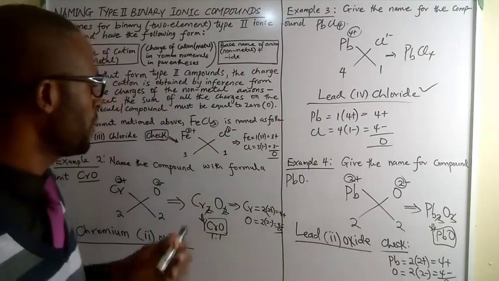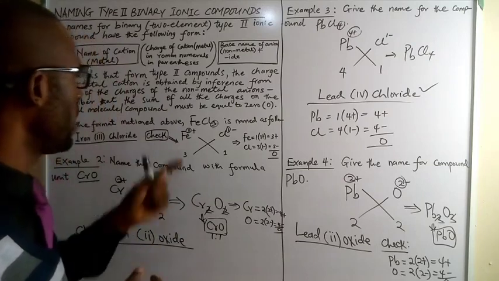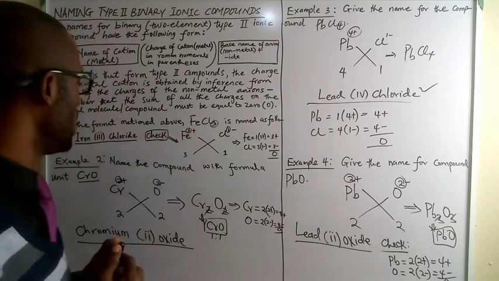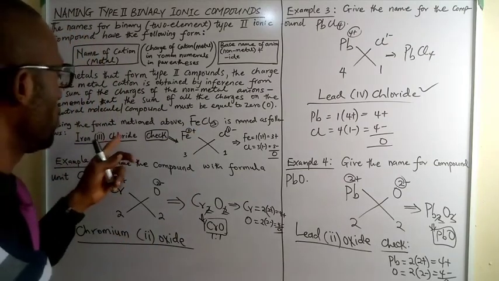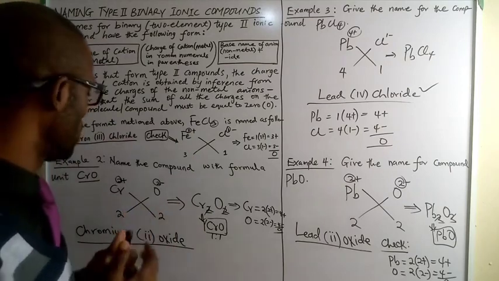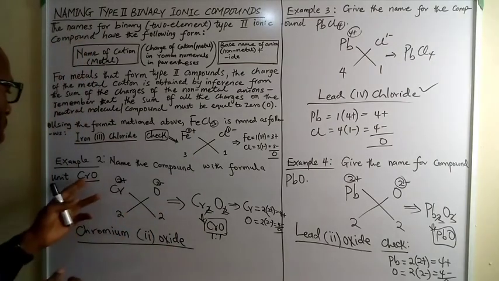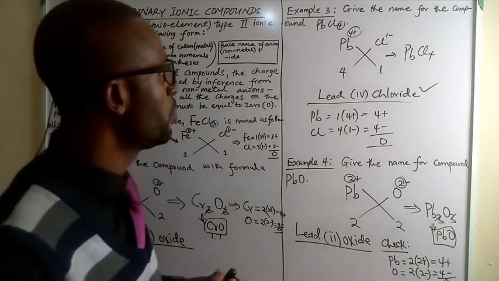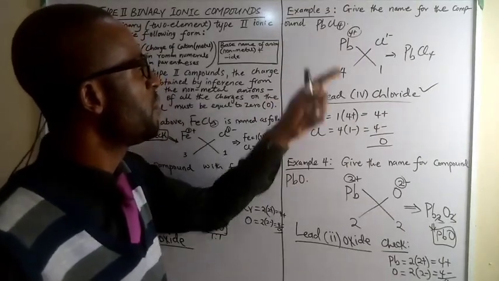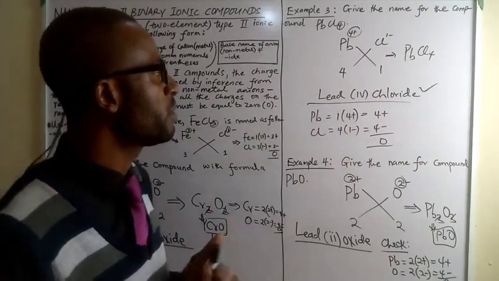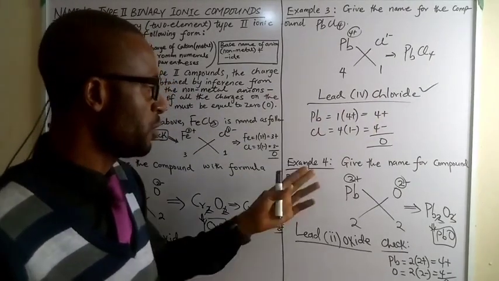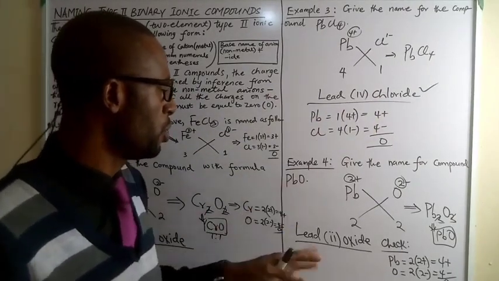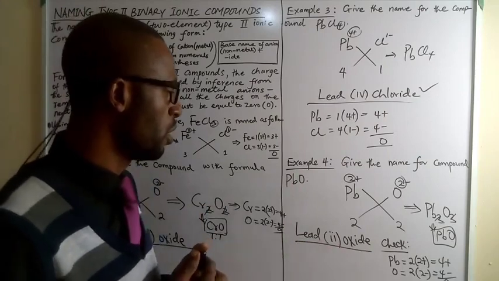So for the first one, we were able to name FeCl3. We named it iron 3 chloride. For the second example, we named CrO to be chromium 2 oxide. For the third example, we named PbCl4 to be lead 4 chloride. And the last one but not the least, PbO, we named it to be lead 2 oxide.